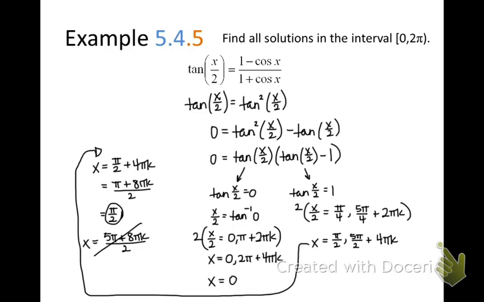All right, so my solutions for this are what? Overall. Yep, I had x could equal 0 and pi over 2, and that was it. Are there any questions on that? Yes?